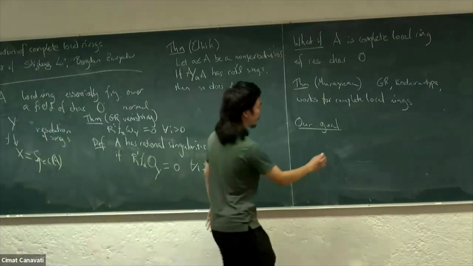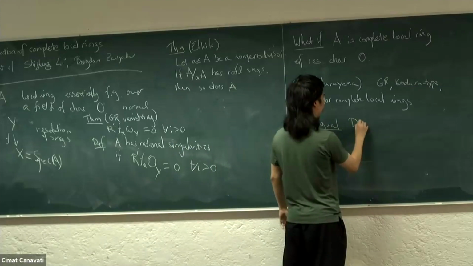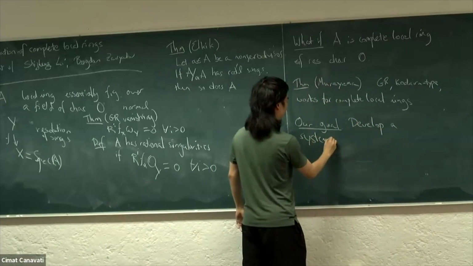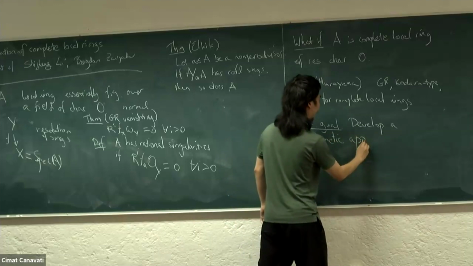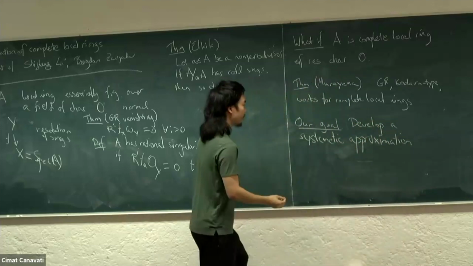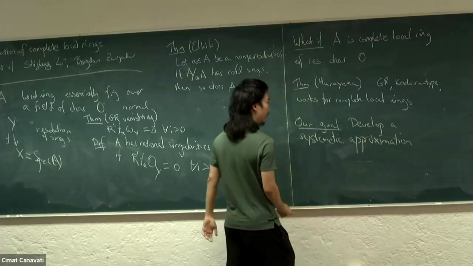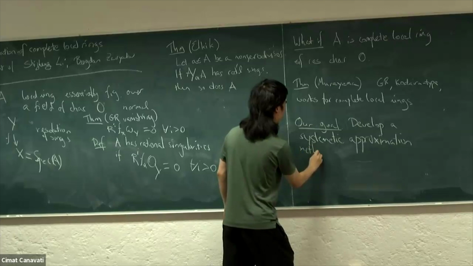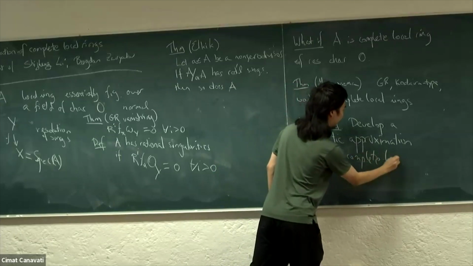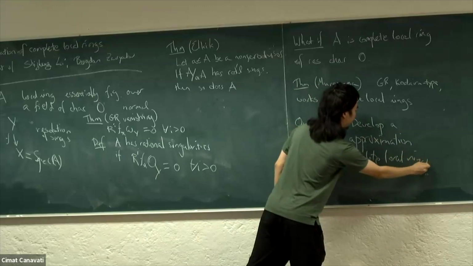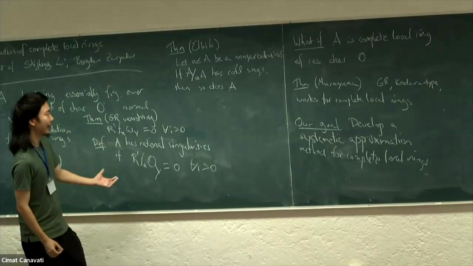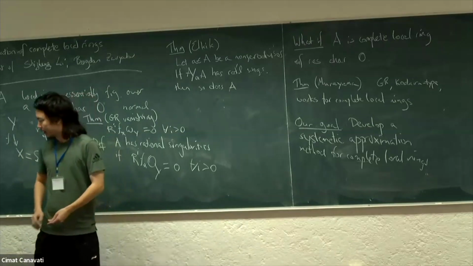So our goal is to develop a systematic approximation scheme or method for complete local rings that will deduce your results formally from the case of algebraic varieties. So that is the goal.